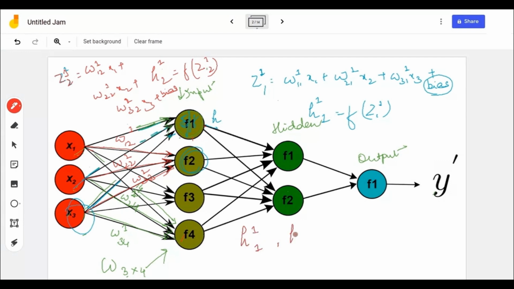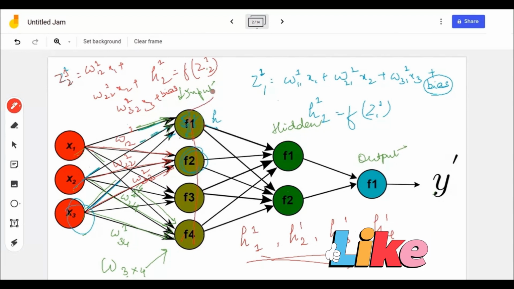H11, H12, H13 and H14. Now it is very important to understand the notations because you are going to be needing this again. So inputs have passed through the first layer.